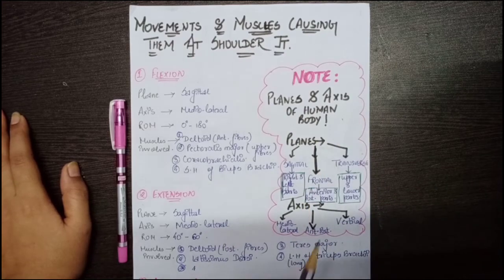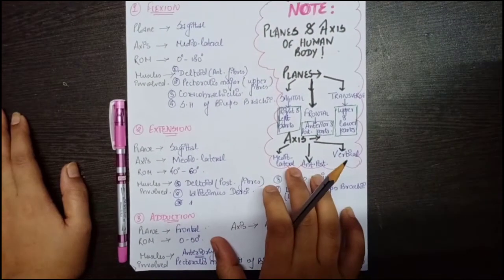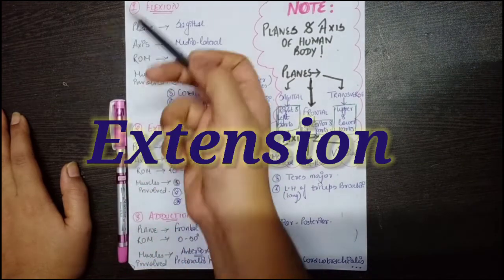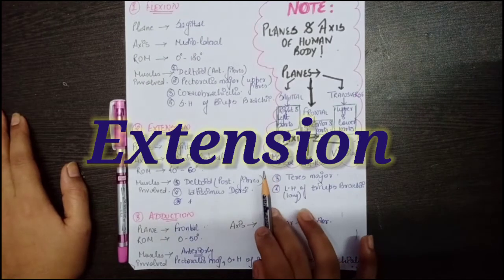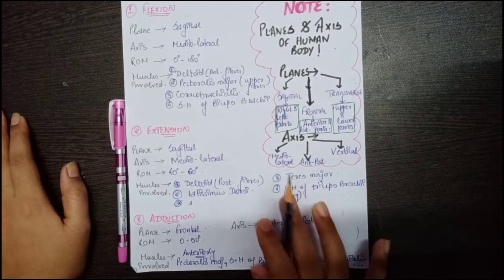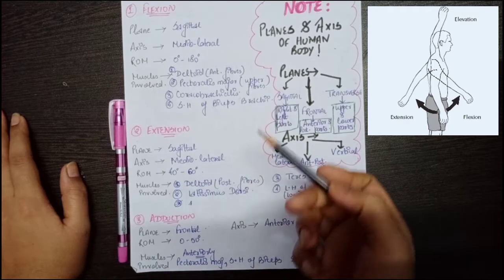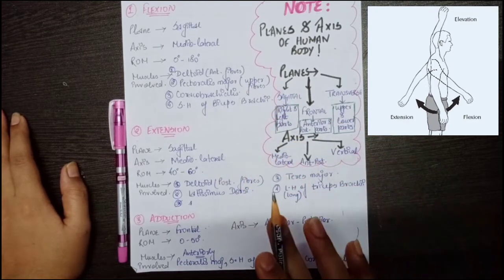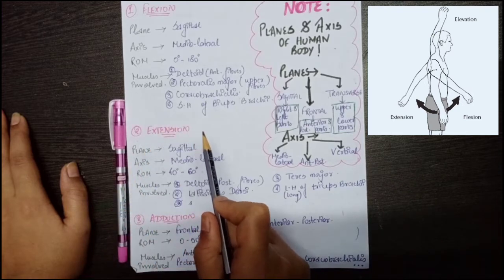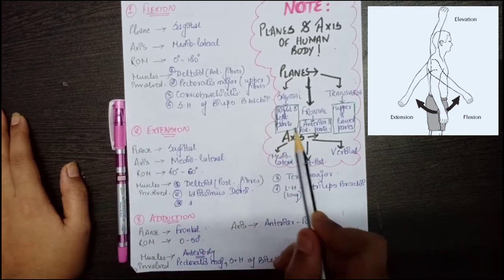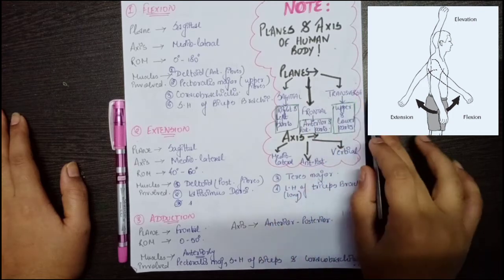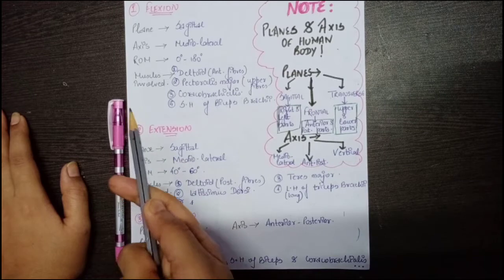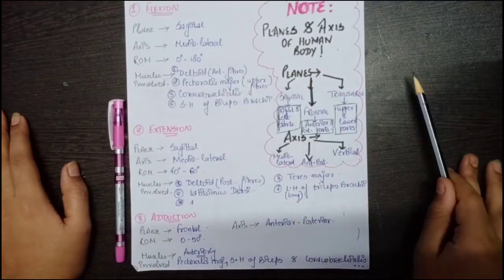Okay, so now going with the second movement. The second movement at the shoulder joint is extension, that is the opposite movement of flexion. Defining extension, it would be the opposite definition of flexion, that is movement of the arm backwards. Now, talking about the plane of extension, it would be the same as flexion because these two movements occur in pair.